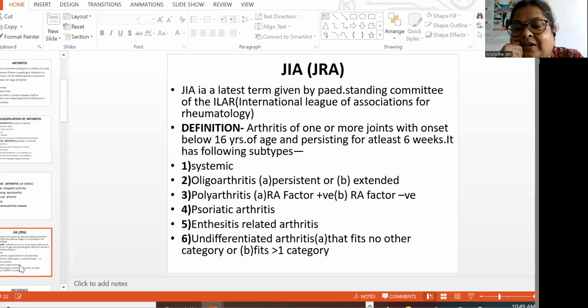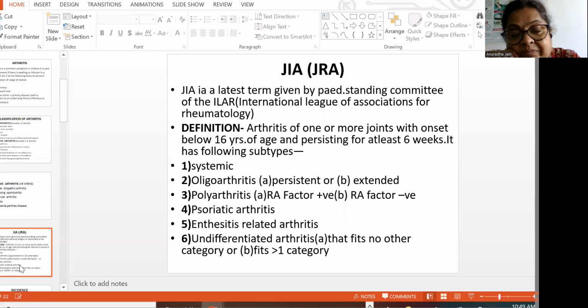Definition: arthritis in one or more joints with onset below 16 years of age and persisting for at least 6 weeks. It has the following subtypes. You know that it is a chronic type of arthritis, so it is persisting more than 6 weeks. And what are its subtypes? Number one is systemic JIA. Second is oligoarthritis, in which mainly one joint is involved. That may be persistent or extended, so again it is divided into two types. Then third is polyarthritis, in which more than one joint is involved, and again there are two types: RA factor may be positive or RA factor may be negative. That is known as seronegative arthritis.